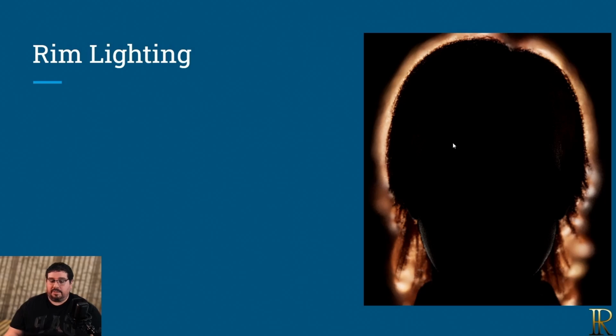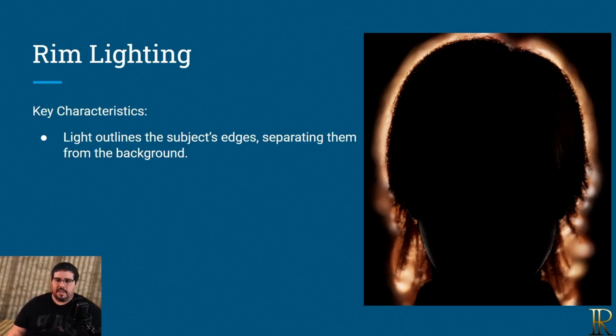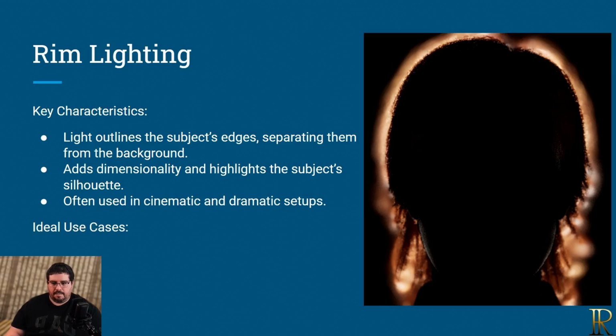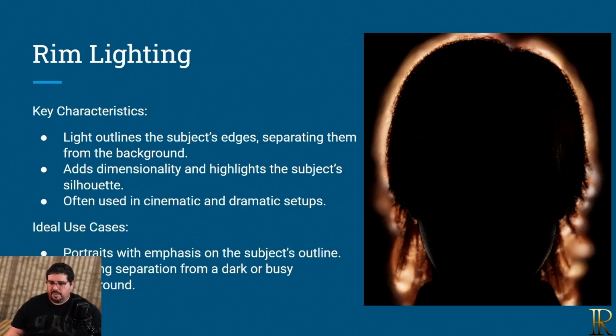Last one is rim lighting. Light outlines the subject's edges, separating them from the background. It adds dimensionality and highlights the subject's silhouette, so it's really good for that. Often used in cinematic and dramatic setups. So portraits with emphasis in subject's outline, creating separation from dark or busy backgrounds. Normally you will use rim lighting alongside another lighting, so butterfly or Rembrandt or whatever you see fit. It just gives a nice effect.